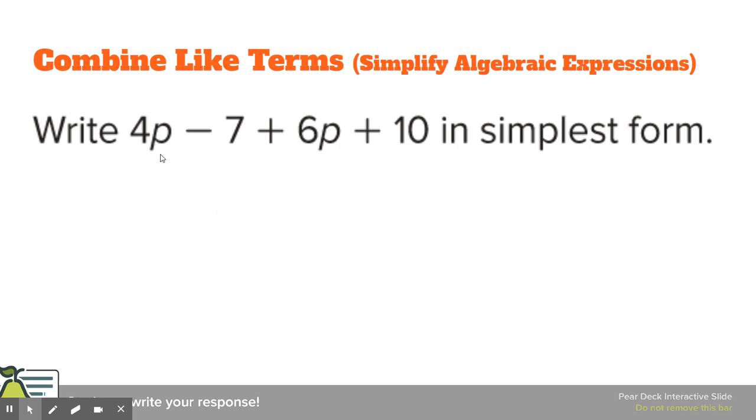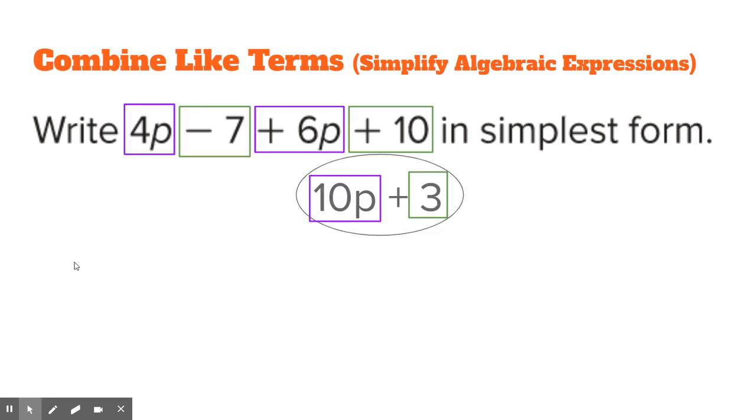Combine like terms, or as it says, write 4p minus 7 plus 6p plus 10 in simplest form. That's combining like terms. Okay, hopefully again you paused. And we have 4p and positive 6p. There's our 10p. Negative 7 plus 10 would be plus 3. So it's 10p plus 3. You are done at that point. For what it's asking you to do, you're done.